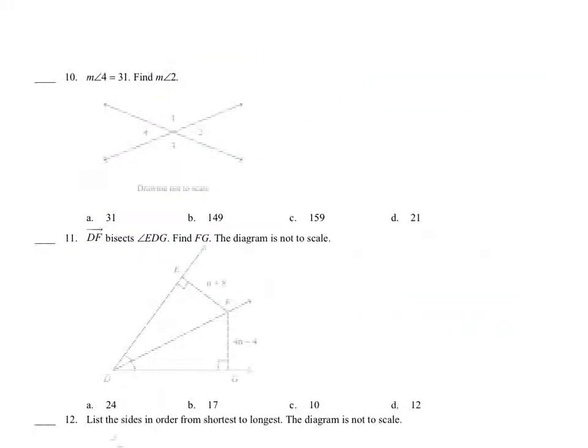Okay, number 10. The measure of angle 4 is 31 degrees. Find the measure of angle 2. Well, these two lines intersect, therefore these two angles are vertical angles, and they're congruent. So the answer is A, 31.